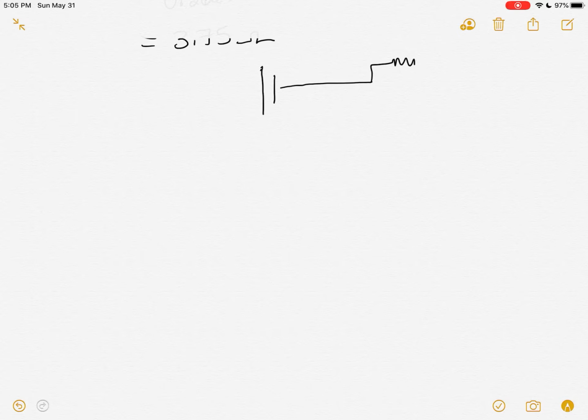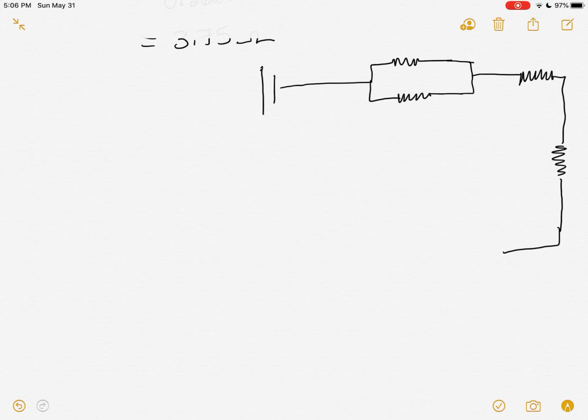All right, so we've got this battery, and we're going to get to a point where we've got a resistor here, and then a resistor here, and then there's another resistor, and then we're going to turn the corner, and we've got another resistor. Now we're coming to a point where there are 3 resistors.